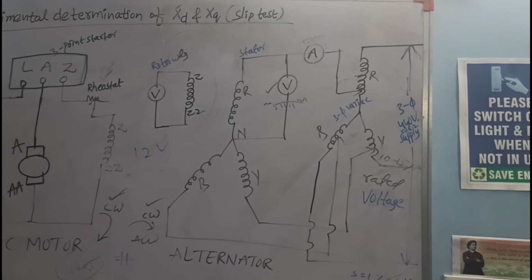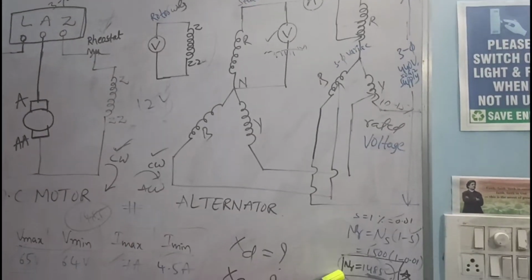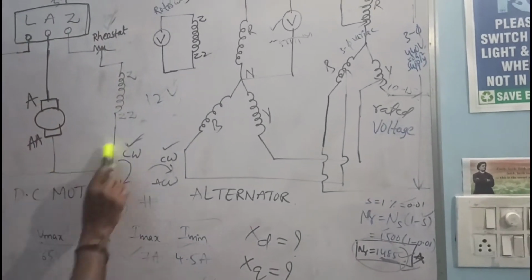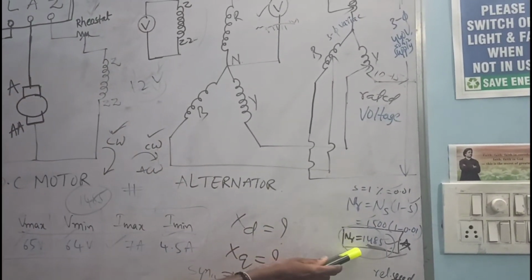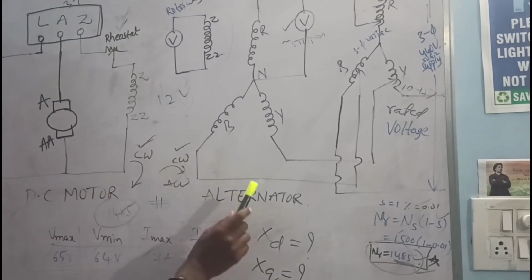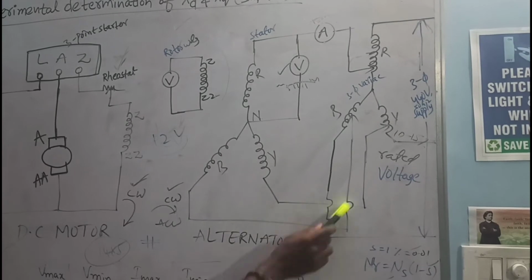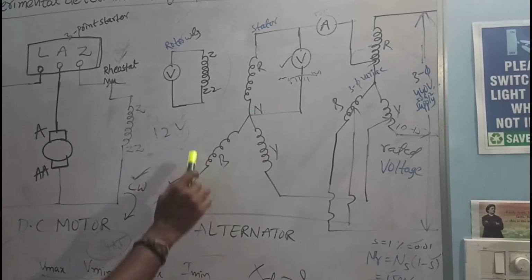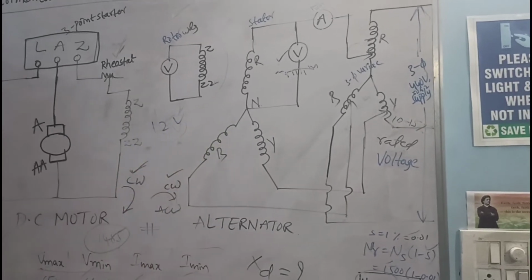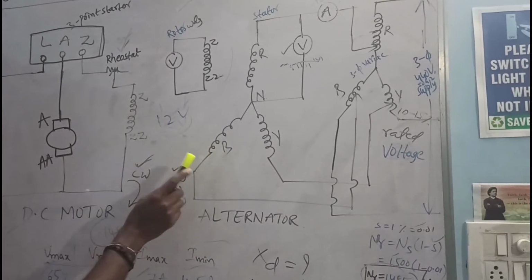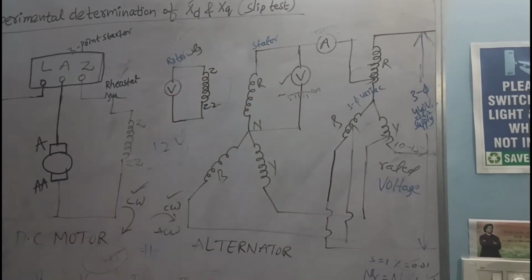NR means rotor speed. The rotor input comes from the DC motor. You get a speed of 1485 rpm by adjusting this rheostat. In the stator winding, you get the speed of 1500 rpm, so the difference is 15 rpm. Finally you get the difference between these two speeds, the slip. That's why it is called the slip test.